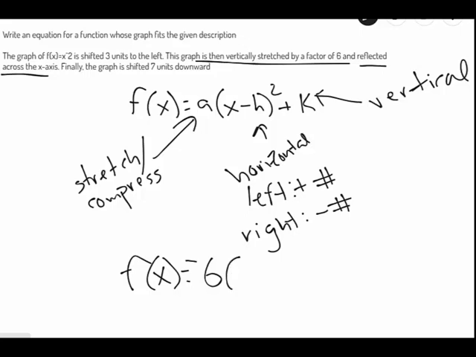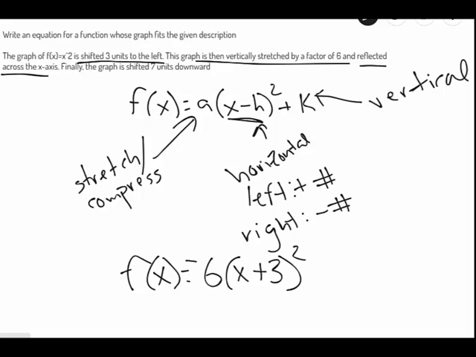Otherwise, we're going to start our parentheses, and x is always going to be part of our equation. We just need to see, is it going to be x plus a number or x minus a number? Remember that is determined by a left or right shift. If we go back to our description, it says this is shifted 3 units to the left. Left means we're going to have a plus, and that's going to be +3. Also remember that this should always be squared since we are talking about a quadratic equation.